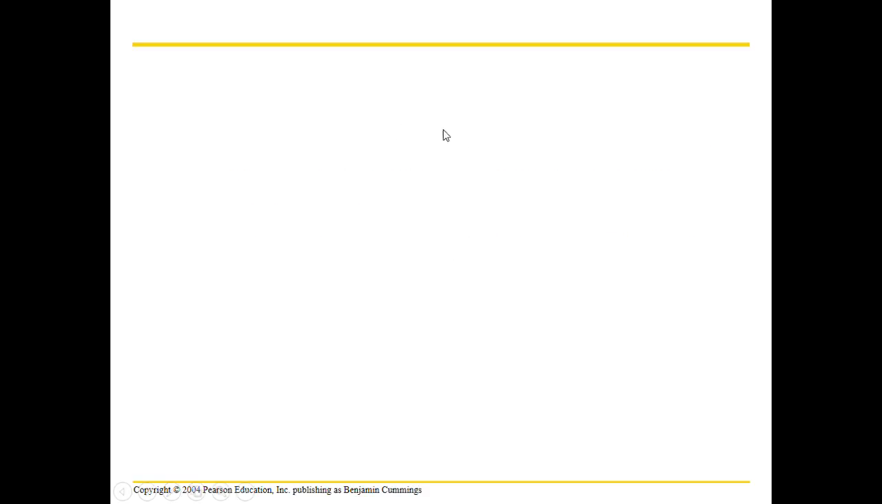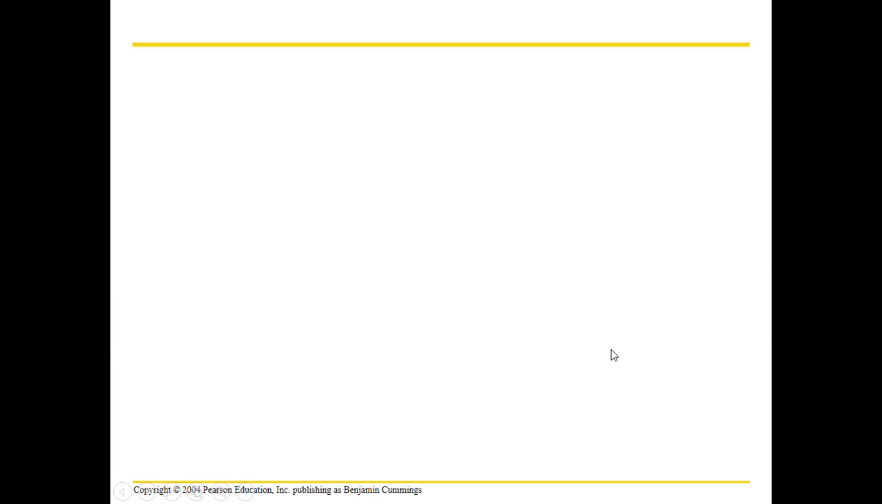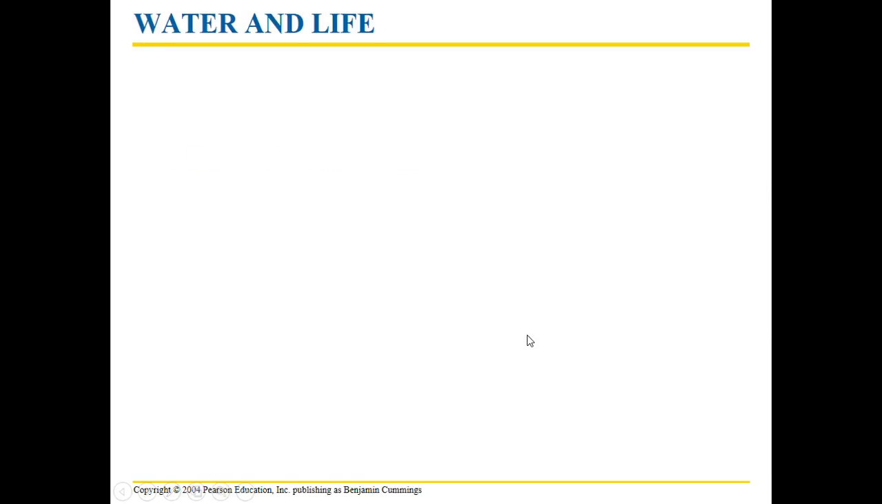So this just reiterates what I just said. On the left side of the equation are the reactants, the starting materials. So blank plus blank. Then on the right side of the equation are the products, the end materials. So this is the equals blank part. Important, chemical reactions cannot create or destroy matter, they just rearrange it.